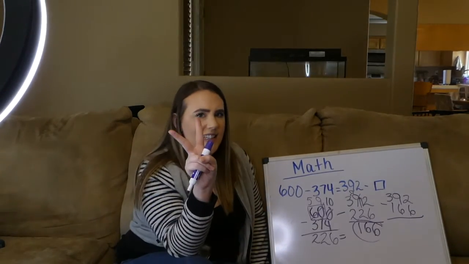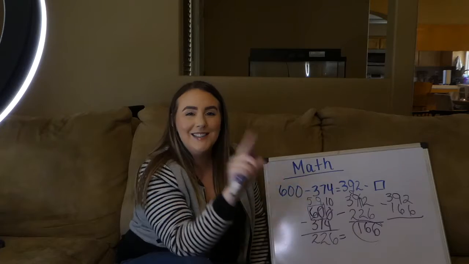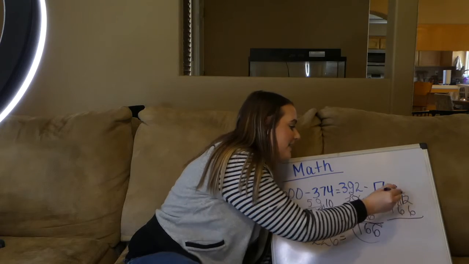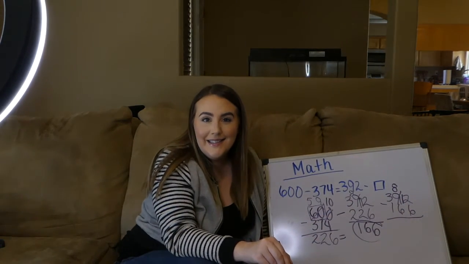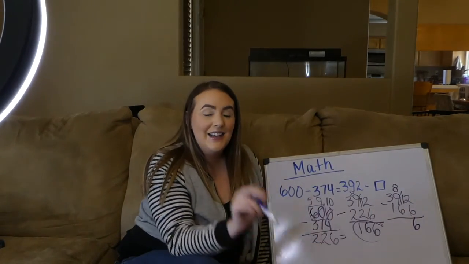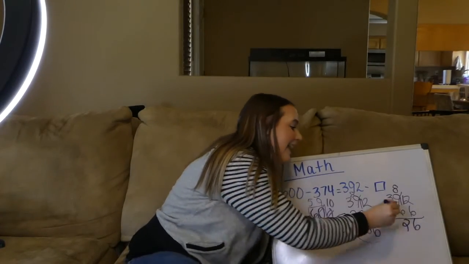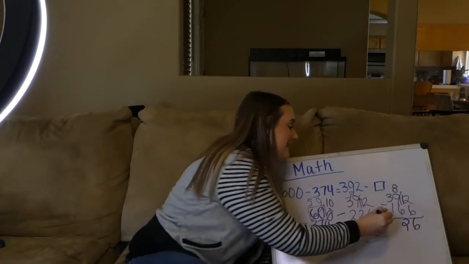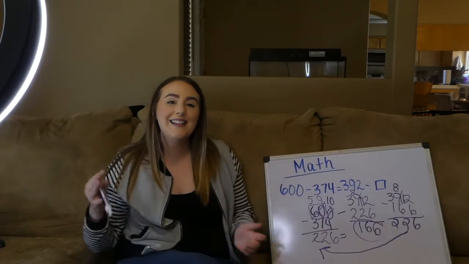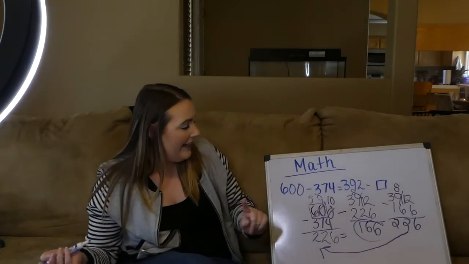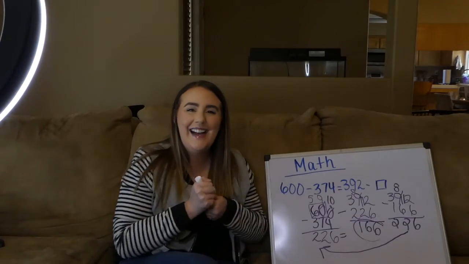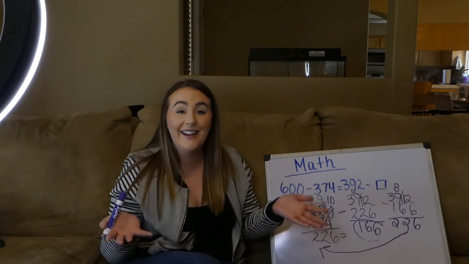2 minus 6, can I do it? Nope, so we go next door to borrow one more. My 9 becomes an 8, and my 2 becomes a 12. 12 minus 6 is 6. 8 minus 6 is 2. And 3 minus 1 is 2. So 226 matches our original answer of 226, which means we are correct. The answer in the blank is 166. All right, guys, that is our math problem today, reviewing how to find unknown numbers.